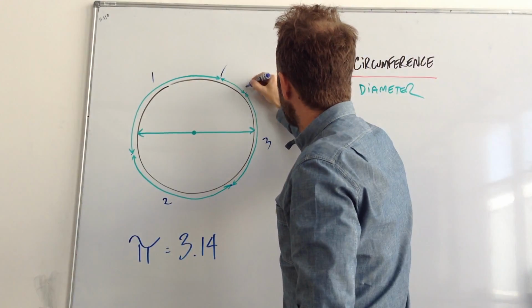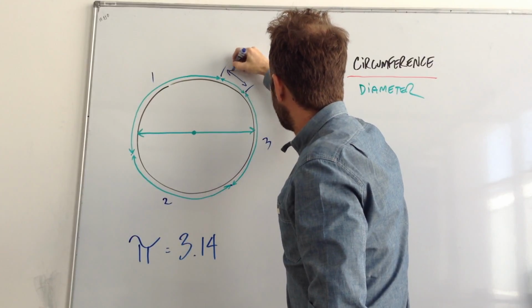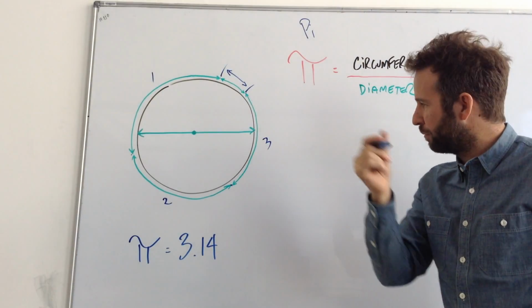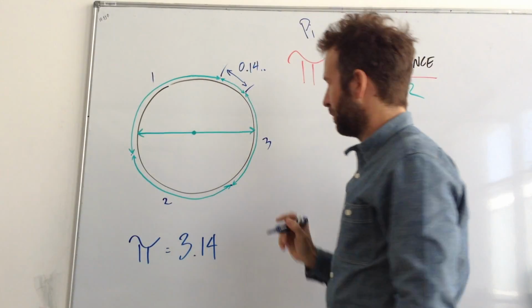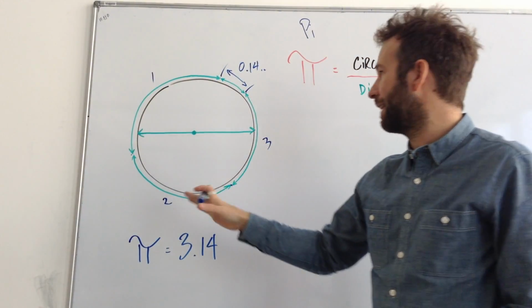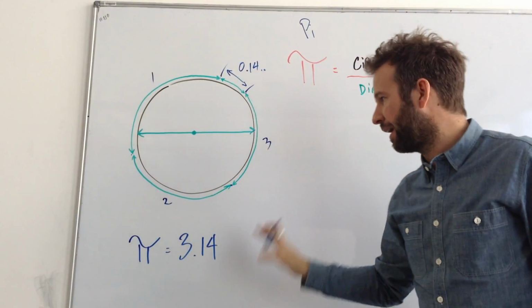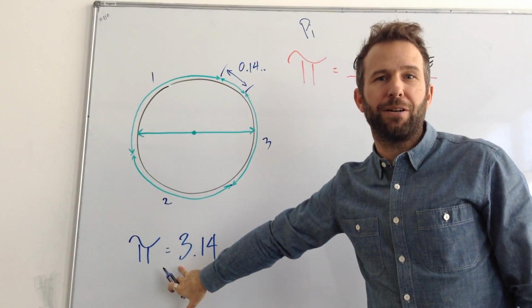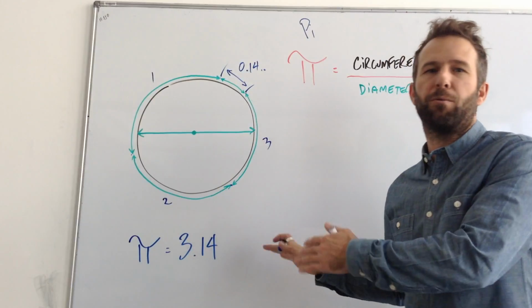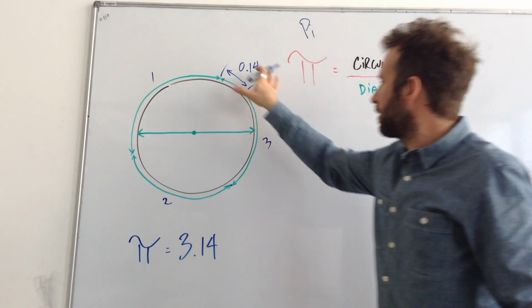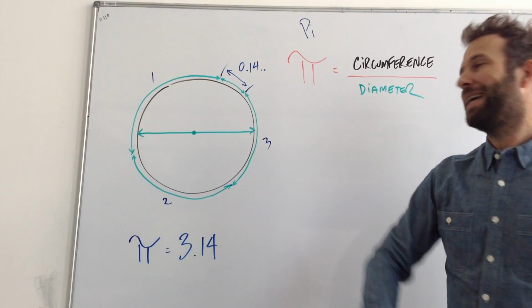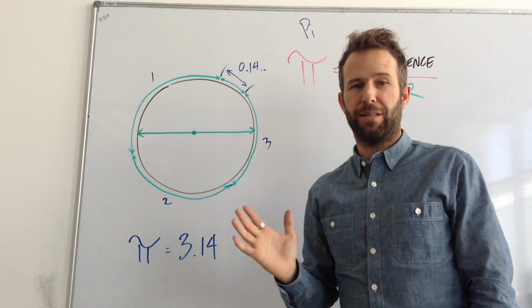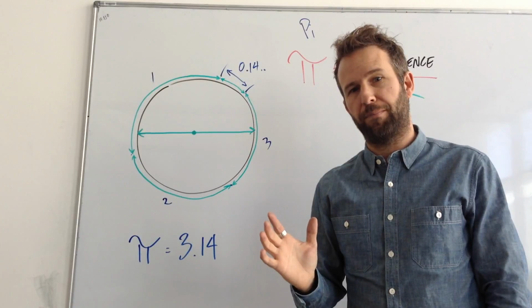That leaves us with this small section right here. You guessed it. That is the decimal section there. So if we add all that together, 1, 2, and 3, we get 3 diameters plus that extra little 0.14 and so on and so on. So the combination of 3.14 diameters equals the actual circumference of the circle.